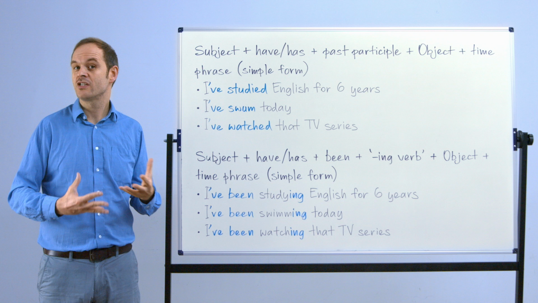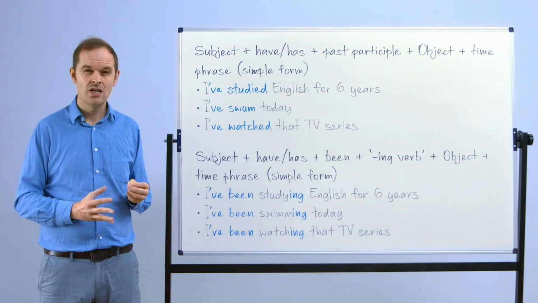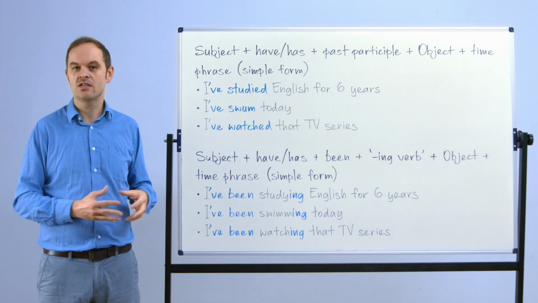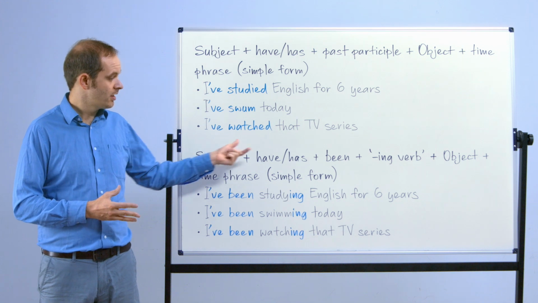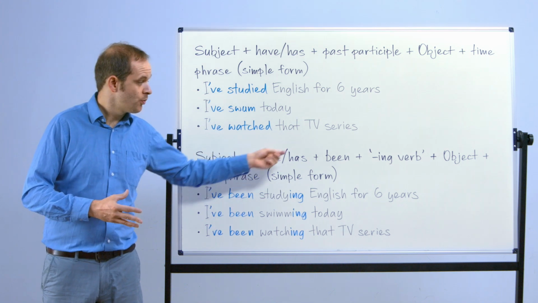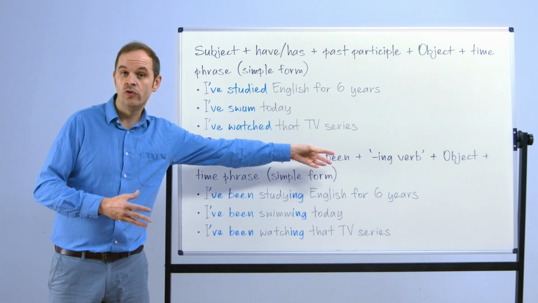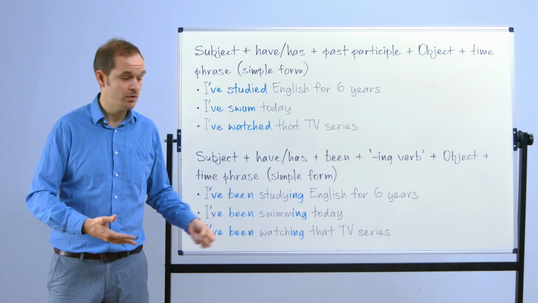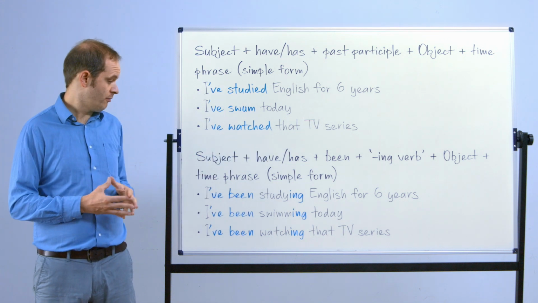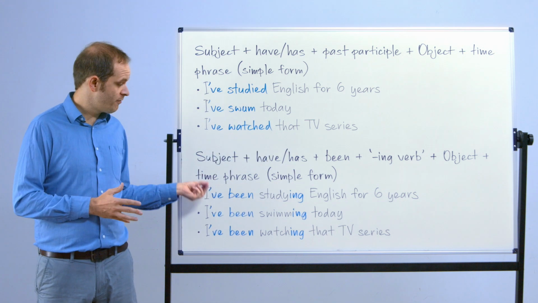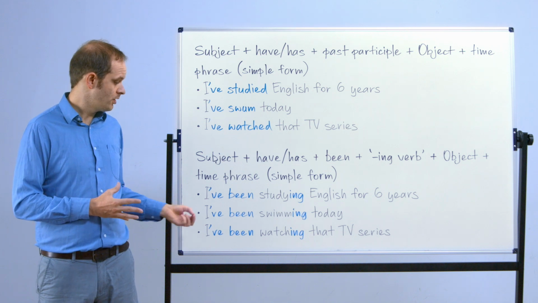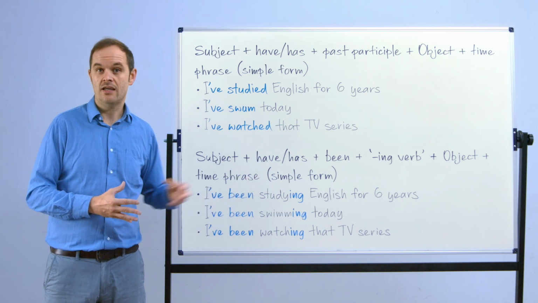Now the present perfect continuous looks a little bit different. There are some slight changes that you need to pay attention to. Subject, again, we've got have or has, with been this time, and we always have been, followed by an ing form of the verb, the continuous verb, with object and time phrase. For example, I've been studying English for 6 years, or I've been swimming today.